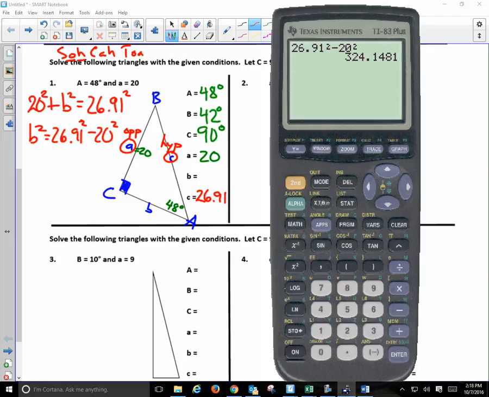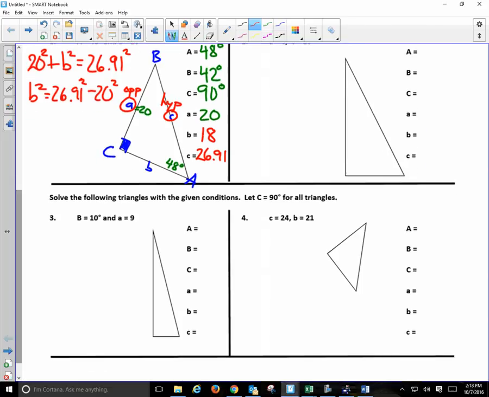Is that my answer? What do we have to do? Square root the answer. 18.00. Now the triangle is solved.